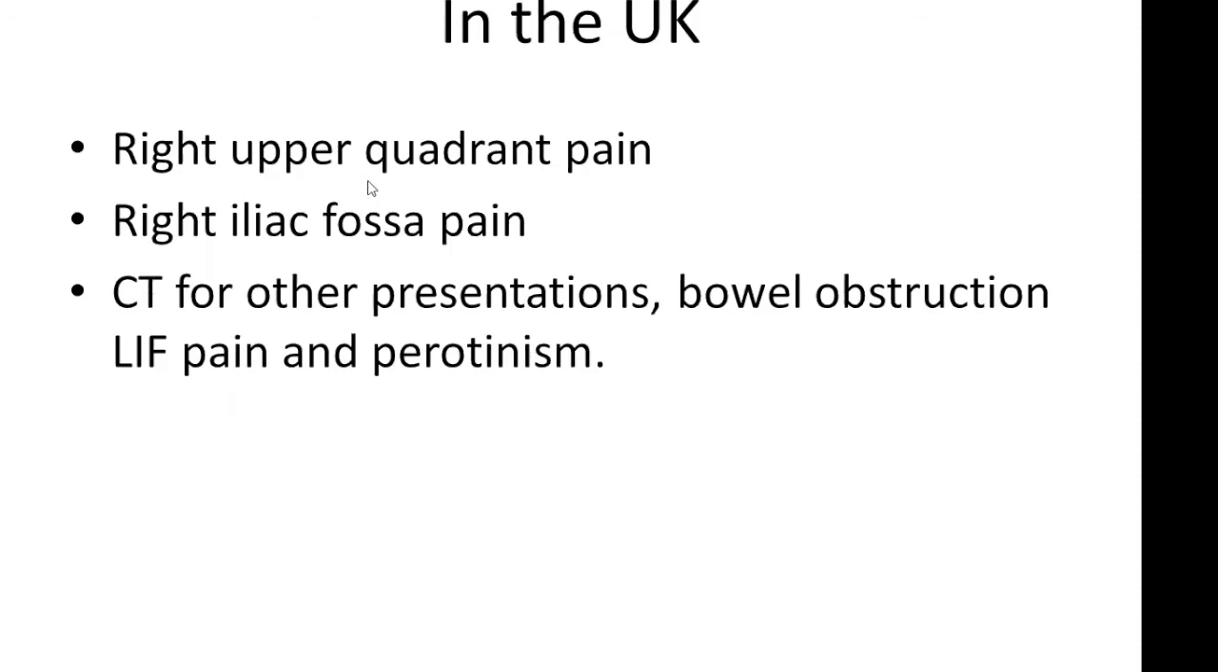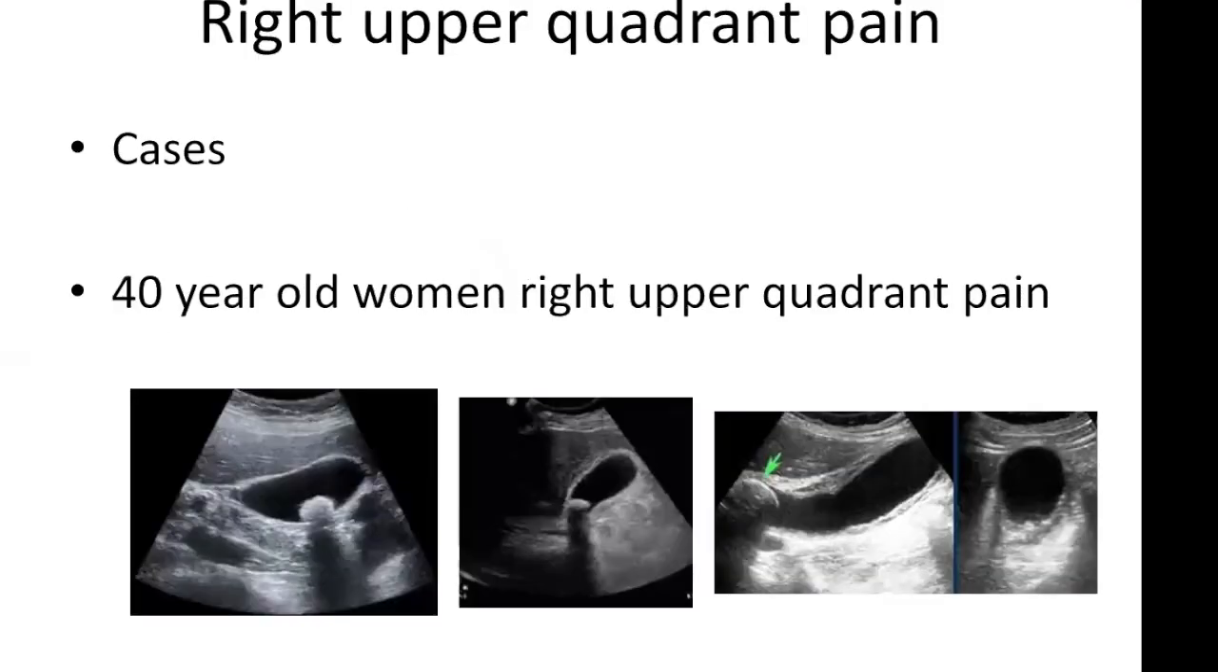In the UK, we investigate right upper quadrant pain and right iliac fossa pain with ultrasound, and CT for other presentations such as bowel obstruction, left iliac fossa pain, and peritonism. However, if you're outside the UK and you have no access to any x-rays, you could use ultrasound for virtually everything. It will demonstrate the anatomy and the pathology of most pathologies in the abdomen and pelvis.